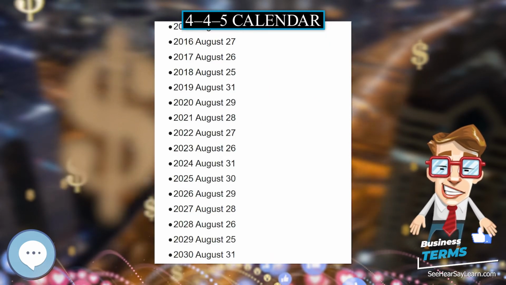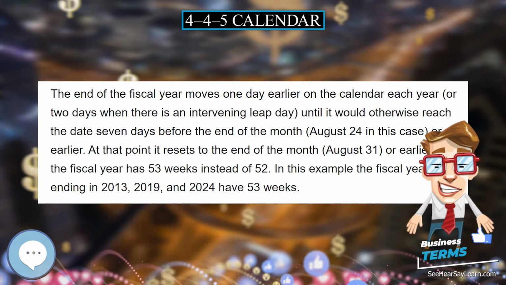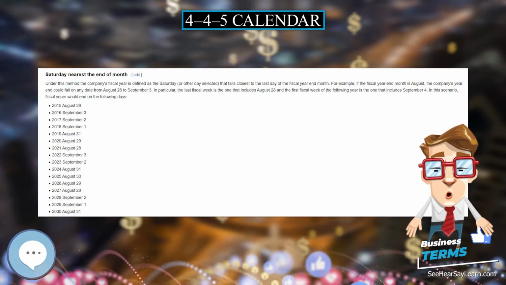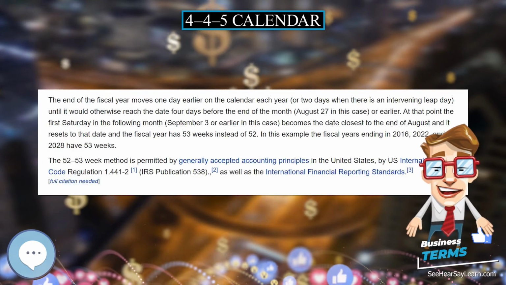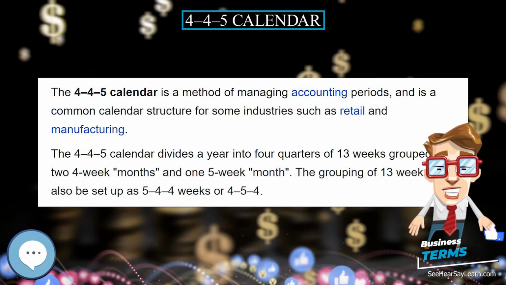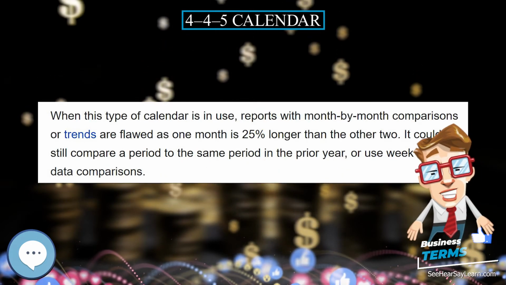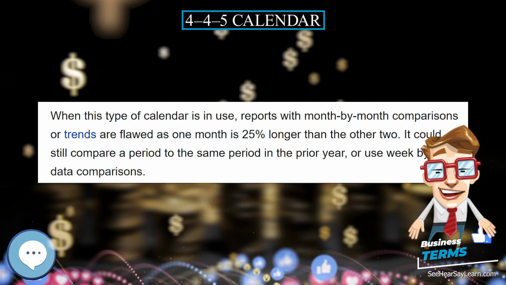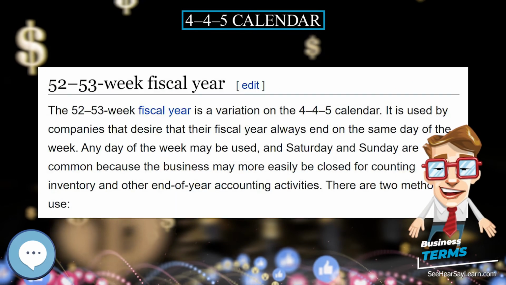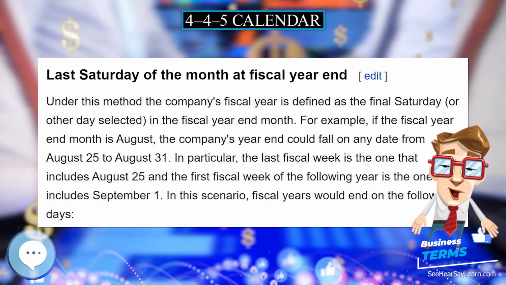In this scenario, fiscal years would end on the following days. The end of the fiscal year moves 1 day earlier on the calendar each year, or 2 days when there is an intervening leap day, until it would otherwise reach the date 4 days before the end of the month, August 27th in this case, or earlier. At that point the first Saturday in the following month, September 3rd or earlier in this case, becomes the date closest to the end of August and it resets to that date and the fiscal year has 53 weeks instead of 52. In this example the fiscal years ending in 2016, 2022, and 2028 have 53 weeks.